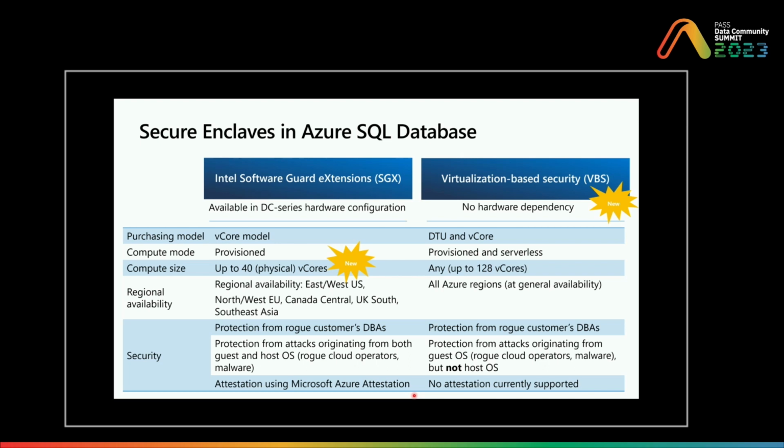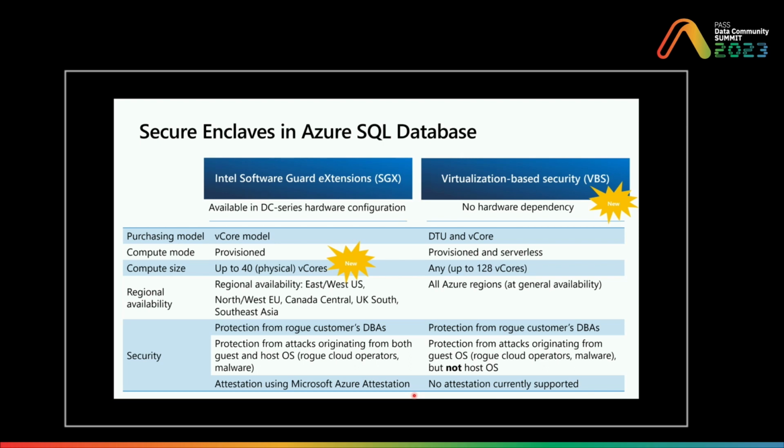Well, the thing is, if you do not trust Microsoft, then you have to go for SGX enclaves. Why? Because VBS enclaves do not protect you from attacks from the host OS. Since we're hosting the operating system, bluntly said, if you do not trust Microsoft, then you have to go for SGX. If you just want to protect your data from malicious insiders, DBAs, whatever, and you trust us, you trust Microsoft, then for sure you can go for VBS enclaves.